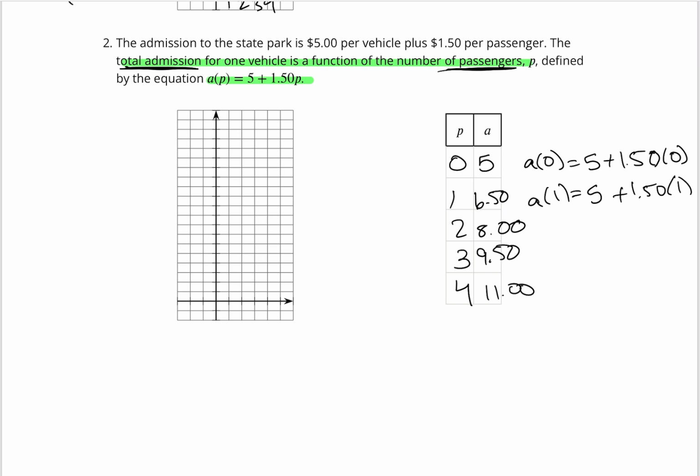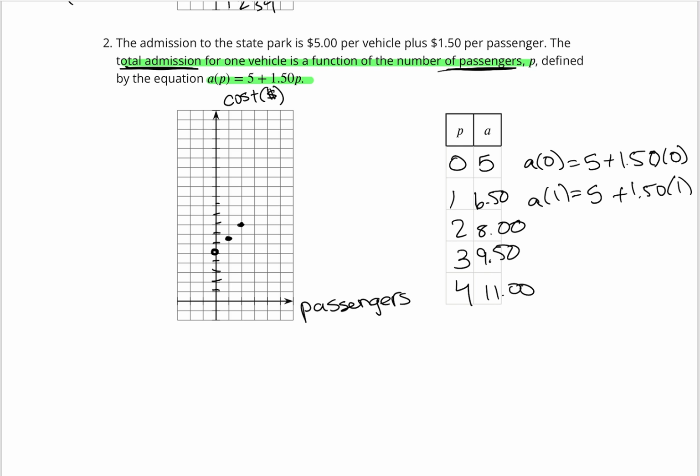Now I need to think about my graph. My independent variable was the number of passengers, so people in the car, and then the dependent variable was the cost in dollars. Graphing my points, let's see, looks like I need to go up to 11, so I'll just go by ones on both axes. 1, 2, 3, 4, 5, 6, 7, 8, 9, 10, 11. My first point for 0 people would be 5. Yep, right here. And then 1 person costs $6.50. 2 people would cost $8. 3 people would be $9.50.